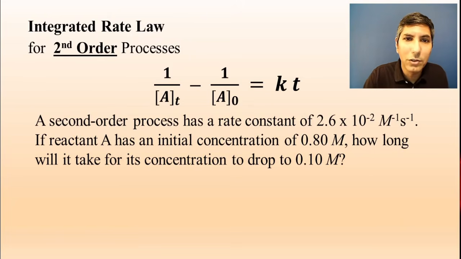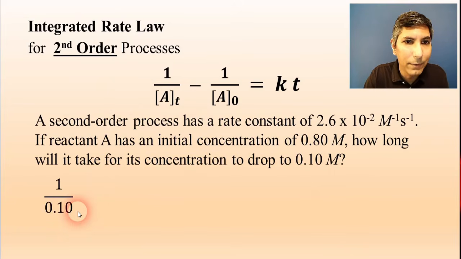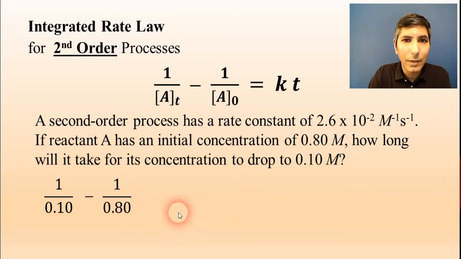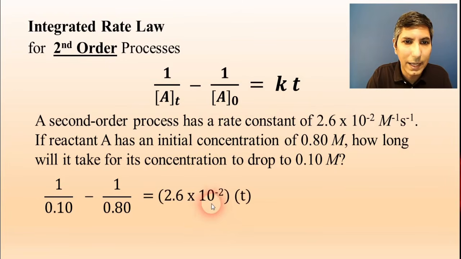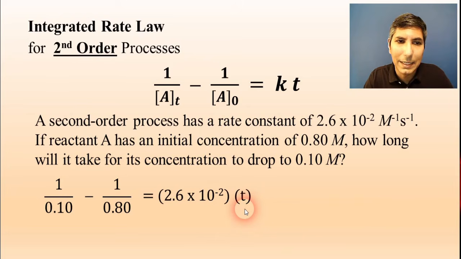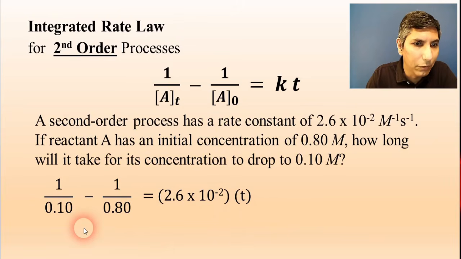So once again, we're just going to plug and chug into the equation here. The A sub t is the final concentration, right? So that's the 0.10. So we're going to plug that in for A sub t. And the starting concentration is A sub 0, which is 0.80 molar. So I'm going to plug that in for A sub 0. It tells me what the rate constant is. The k is 2.6 times 10 to the negative second. So I'm going to plug that in there. And of course, I'm solving for t. So now I just have to solve on my calculator and using algebra.